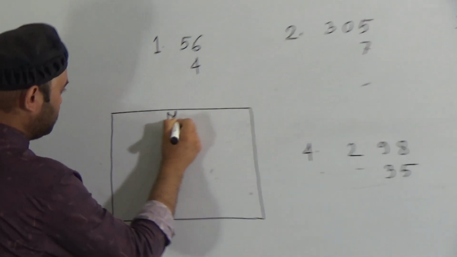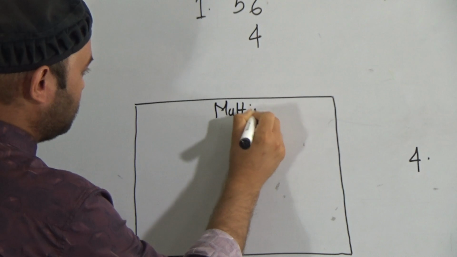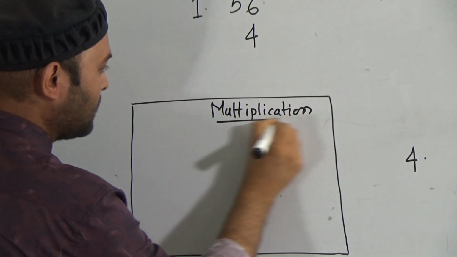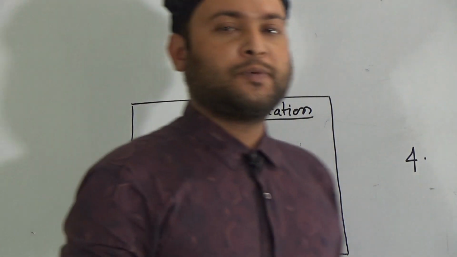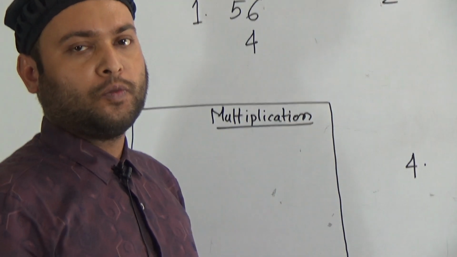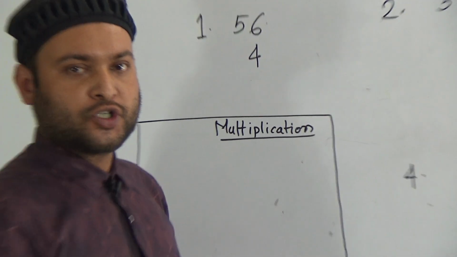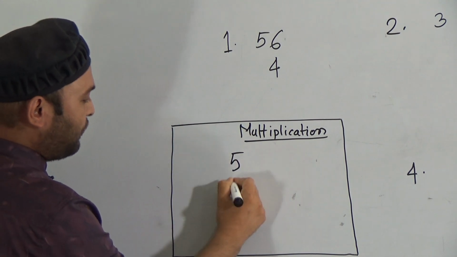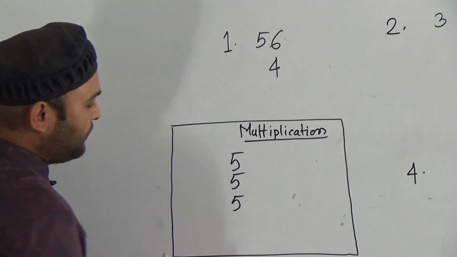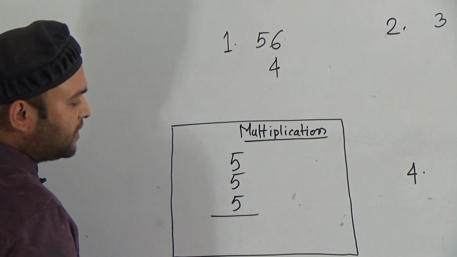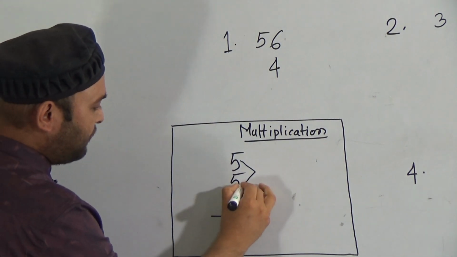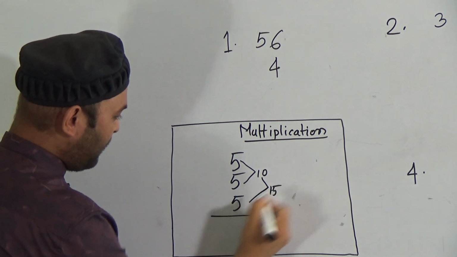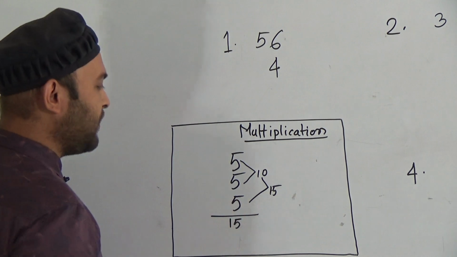Multiplication. My dear students, multiplication is the short form of addition. Suppose there are three 5s: 5, 5, 5. If you want to add these three 5s, 5 and 5 will be 10, then 10 and 5 will be 15. So the answer will be 15.